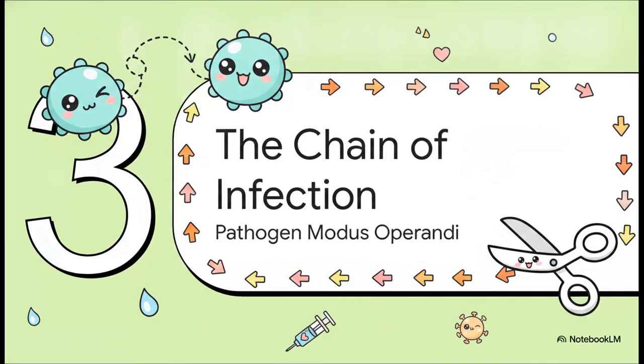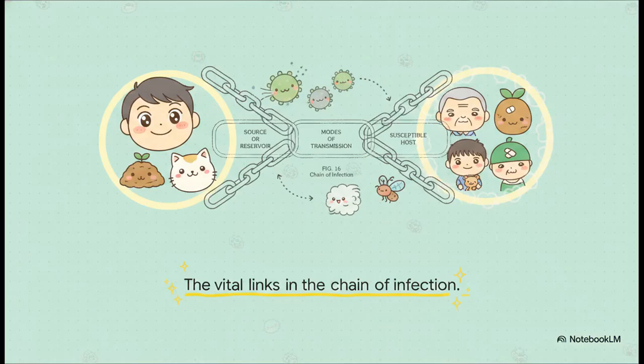All right, Section 3, the chain of infection. Every single infectious disease out there, from the seasonal flu to cholera, relies on a highly specific sequence to survive and spread. It's basically a biological chain reaction, and this brilliantly illustrates those three vital links. It always starts with a source or reservoir. That's the natural habitat where the organism lives and multiplies. That could be a human carrier, an animal, or even just contaminated soil.